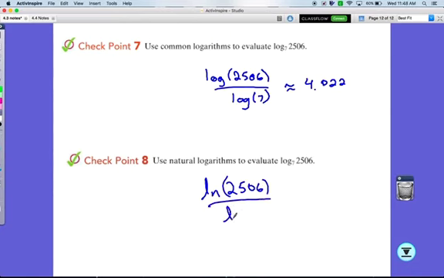All right, for checkpoint 8, we have the natural log of 2506 divided by the natural log of the base 7, which should give you the same thing, 4.022. All right, try these out. Work them on MyMathLab. Email me if you have questions.